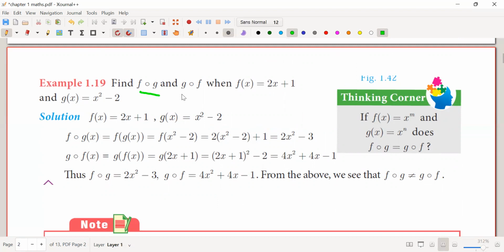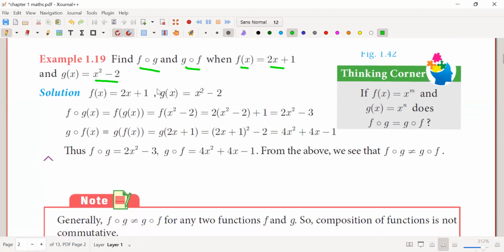Find F of G and G of F, given F of x equal to 2x plus 1, G of x equal to x squared minus 2. So this is the given data. First, F of G of x, that is F of x squared minus 2. In place of x, I'm going to substitute x squared minus 2. So 2 into x squared minus 2, plus 1. So 2x squared, 2 into minus 2, minus 4, plus 1, minus 3.